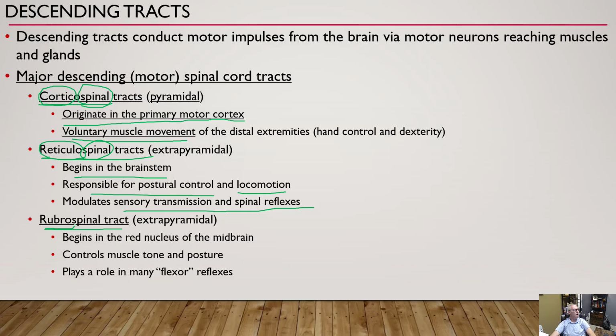Rubrospinal tract. You don't know what rubro means, but you know spinal, so you know that it starts in the brain and ends in the spinal cord. Controls muscle tone, posture. We have these terms, pyramidal and extrapyramidal. So look at what pyramidal does versus extrapyramidal.